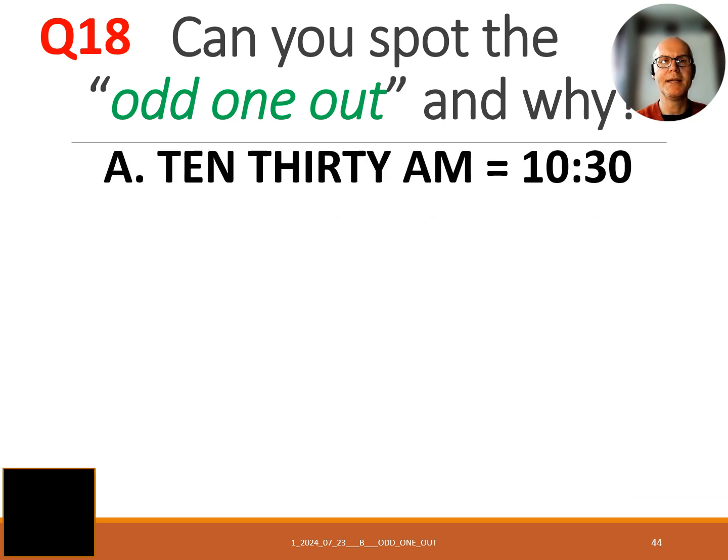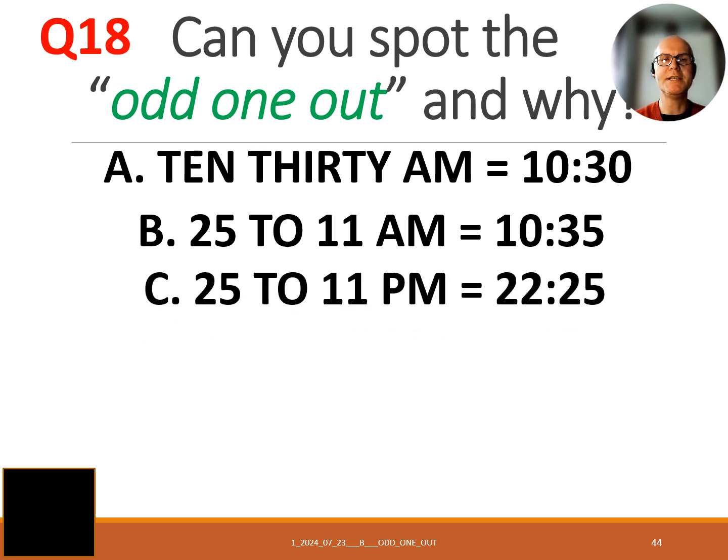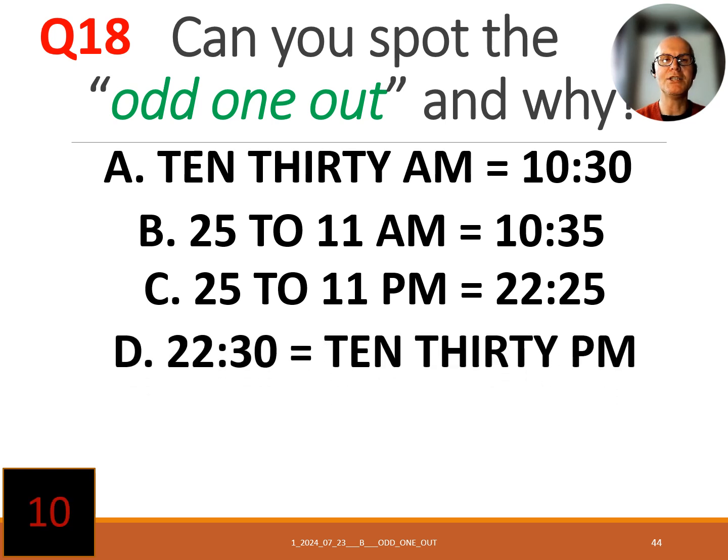Question 18. 10:30 AM equals 10:30. 25 to 11 AM equals 10:35. 25 to 11 PM equals 22:25, and 22:30 equals 10:30 PM. So again, another question about telling the time using 24-hour clock notation.